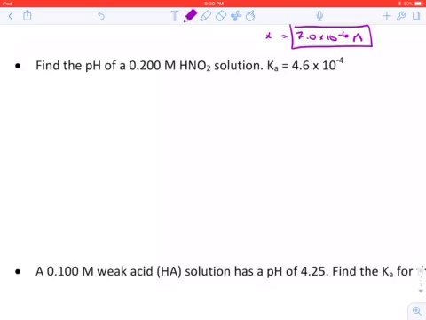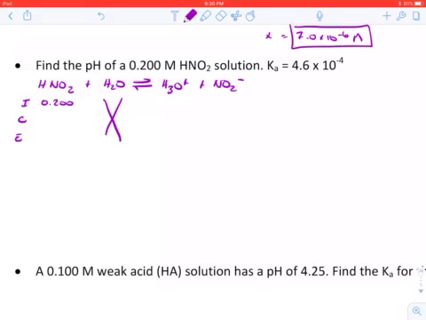All right, so here we go. Our first step is to write a balanced equation. So we've got HNO2 plus H2O in equilibrium with H3O plus and NO2 minus. For HNO2, our initial concentration is going to be 0.200. Make our ice chart here. Water we don't care about. 0 here, minus X, plus X, plus X. We're going to get 0.200 minus X, that's going to be X, and that's going to be X.